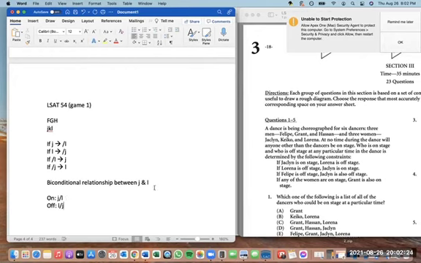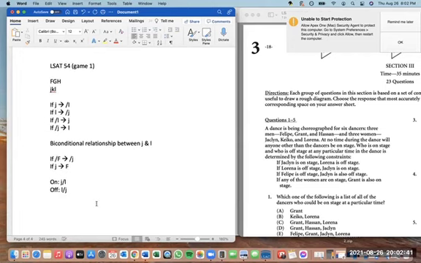If F is off stage, so if we don't have F on, then J is also off. And if J is on, then F has to be on. And then the final rule is if any of the women are on stage, which we already know that either J or L is going to be on stage, then G is also on stage. So G is always on stage.